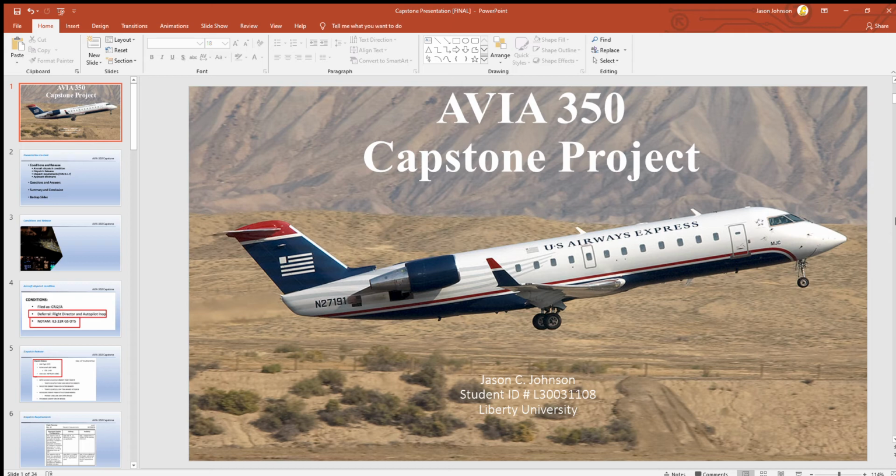So this is the Capstone project about the 1nav and 2nav rules. I chose this picture here because this is a Mesa CRJ. I don't think I ever actually flew this one. I looked up the tail number. I think it was decommissioned before I even got on property, but I thought that was kind of neat since the CRJ 200 was the aircraft we were using in our exercise anyway.